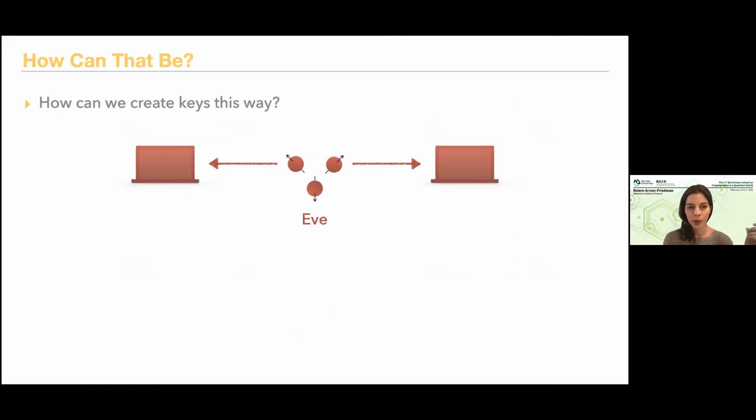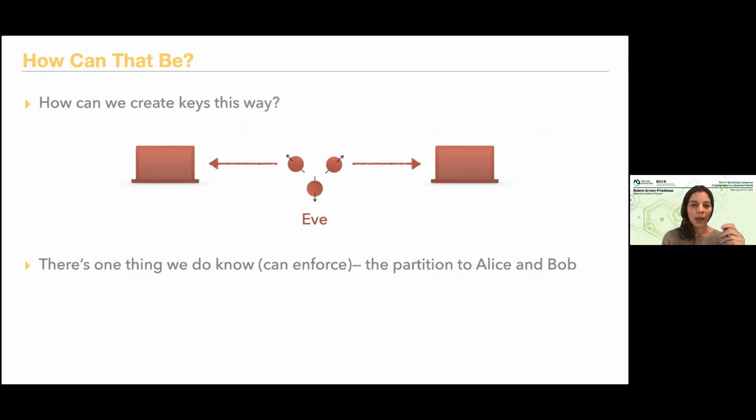Okay, so it looks crazy. How can we create a key this way? There's one thing that we do know when we look at this picture, and that we can enforce, and this is the partition into Alice and Bob. Alice and Bob go to the store and buy the device, but they buy two different devices: Alice's device and Bob's device. They can go to different rooms and put them in different rooms. So we do have this partition. We know that there is Alice's system and Bob's system, and we want to use that.